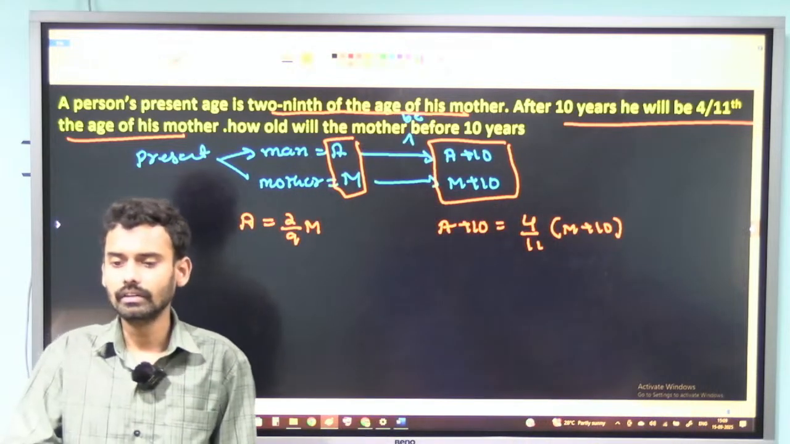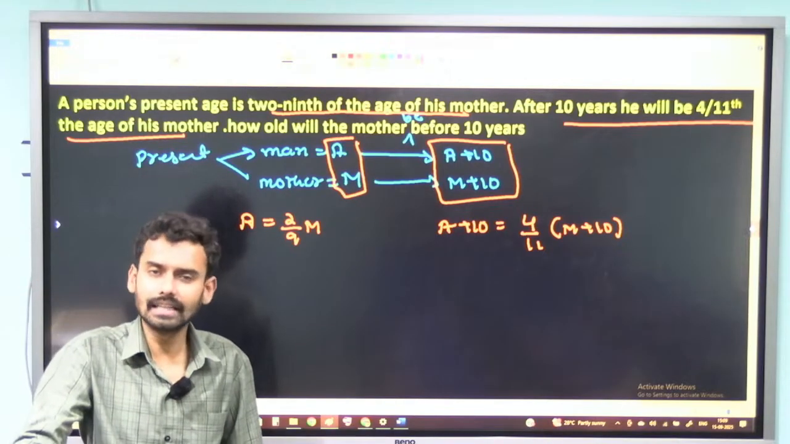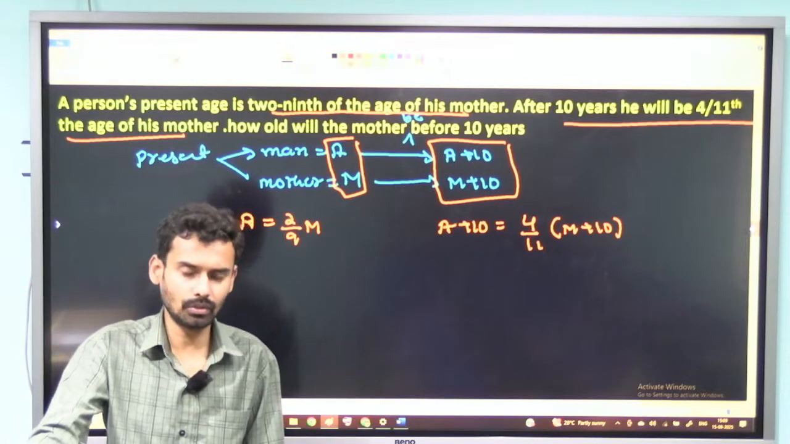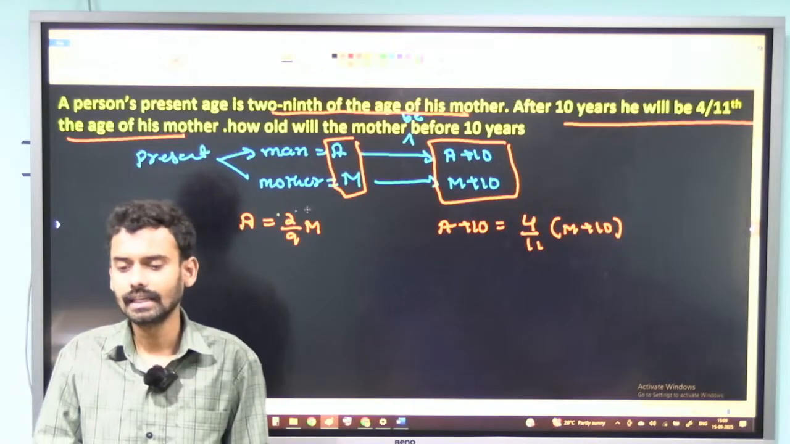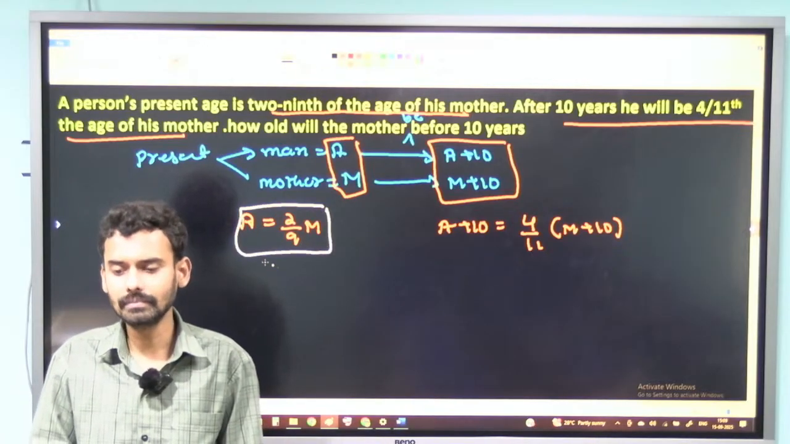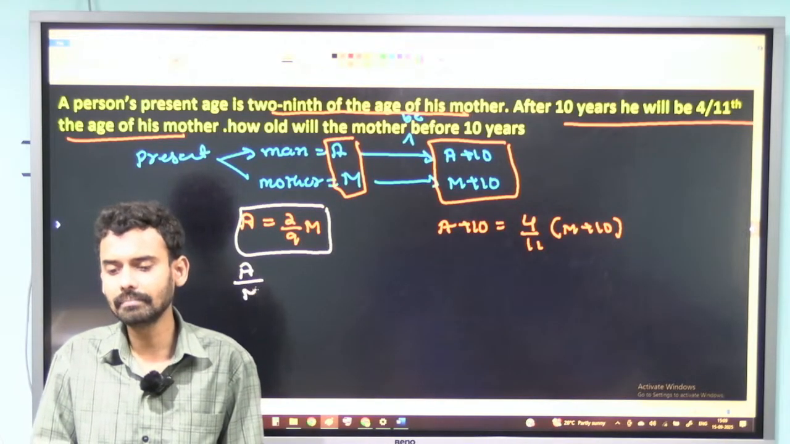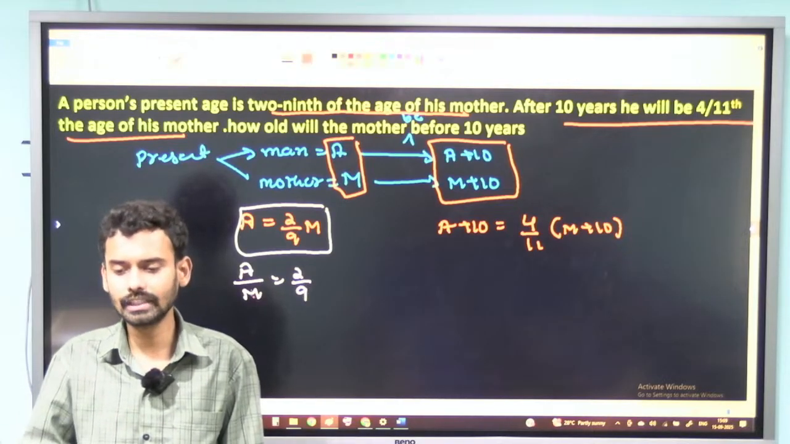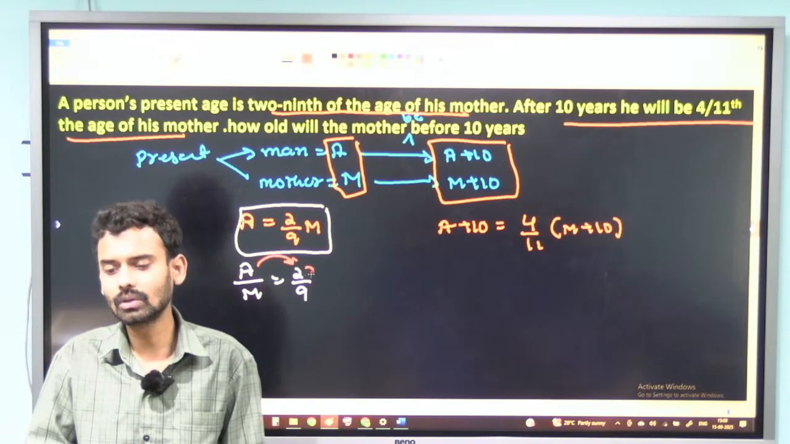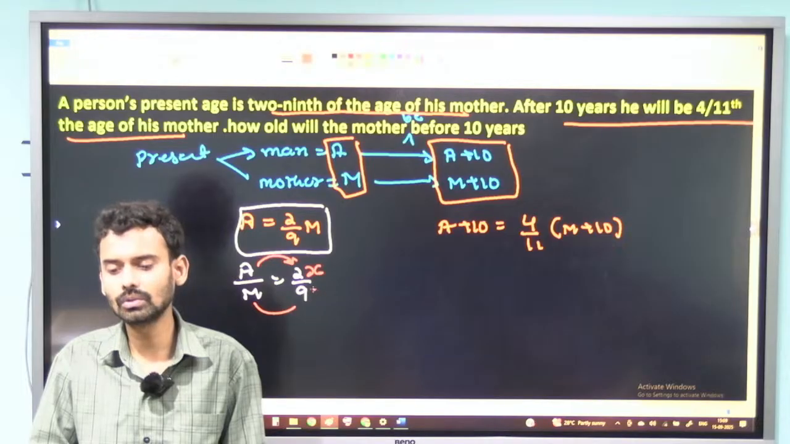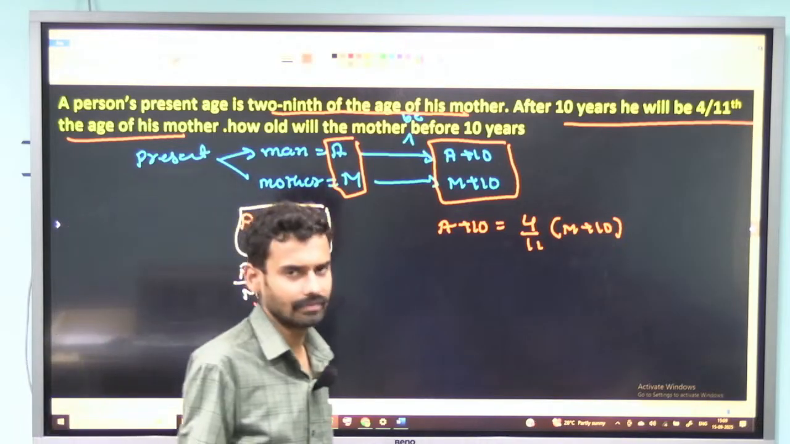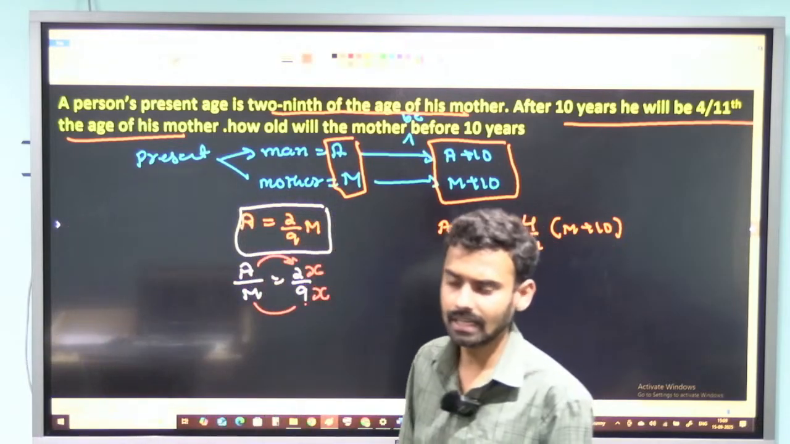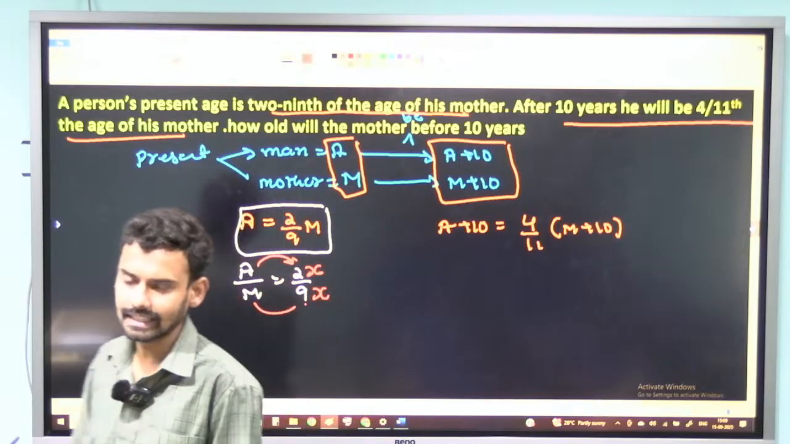Now, we can solve this as a simultaneous equation, or we can use the ratio method. One thing we can do is, a is equal to 2/9 m. This can be written as a by m is equal to 2/9. Now, I can use the ratio here, a is to m is equal to 2 is to 9, and I can take a is equal to 2x and m is equal to 9x, where x is a common variable for a and m.